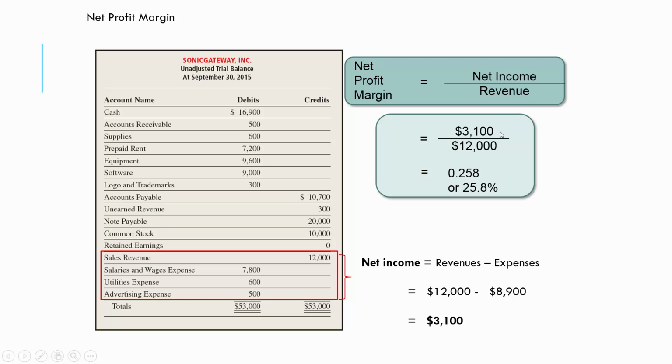Our ratio of income to revenue is 25.8%. So 26% of all our revenue is something that we don't pay out in expenses. We get to keep 26% roughly of our revenue, which is nice.